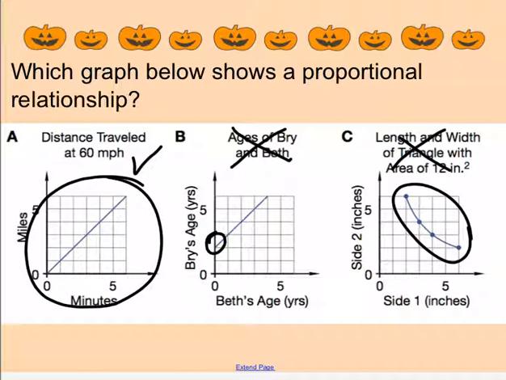proportional. Well, I hope this was helpful for your studying and for homework.